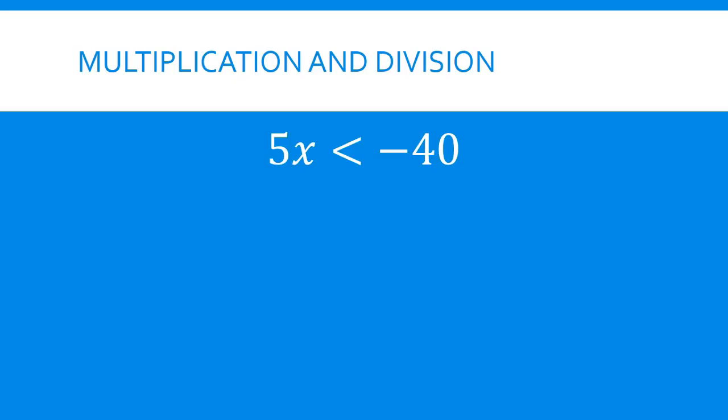Now we have multiplication and division of inequalities here. In doing this, since this is multiplication, we need to get x by itself. So we're going to go ahead and divide both sides by 5. This gives us x is less than -8. And so we can go ahead and graph that on a number line here.